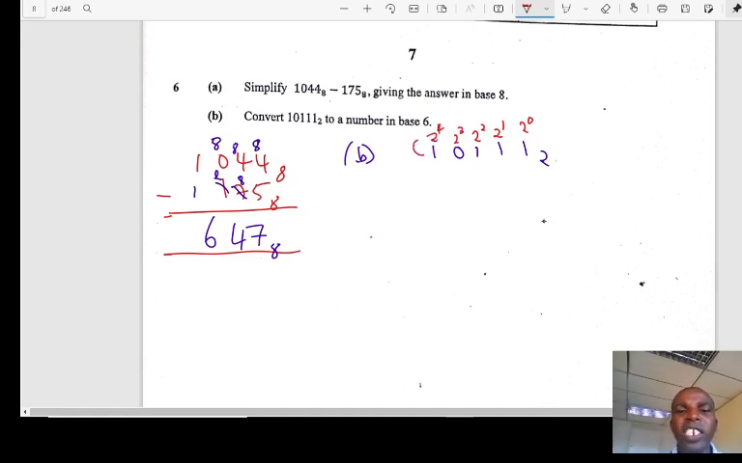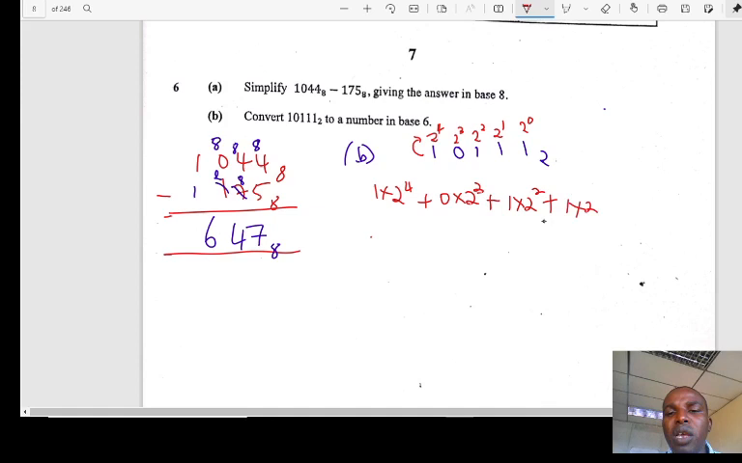So you say this 1 times 2 to the power 4, plus this 0 times 2 to the power 3, plus this 1 times 2 to the power 2, plus 1 times 2 to the power 1, then plus this 1 times 2 to the power 0, then you are done. You just multiply this number and this number on top. That's how you convert a number to base 10.